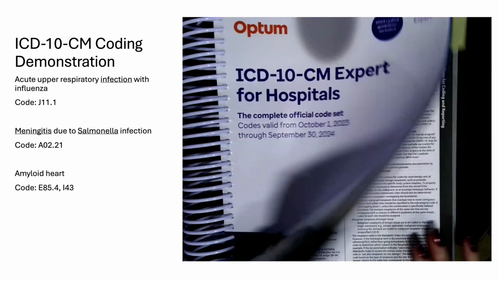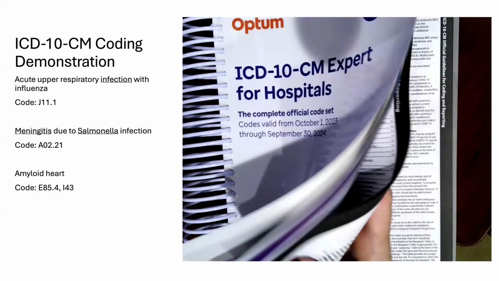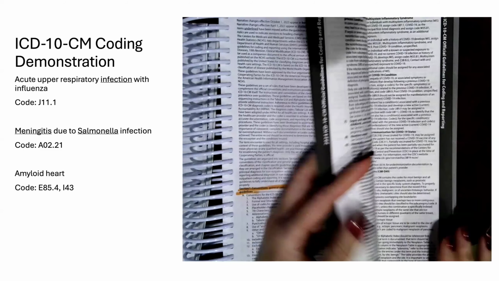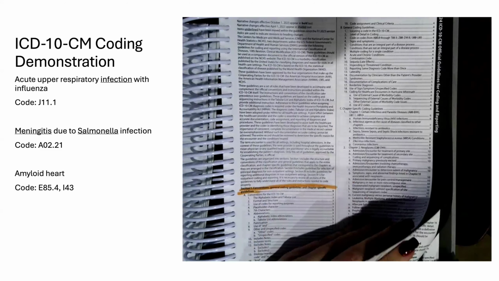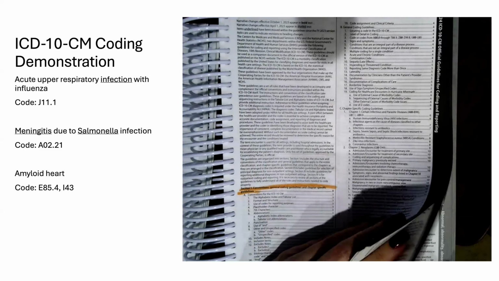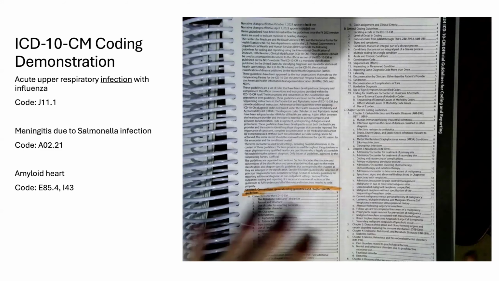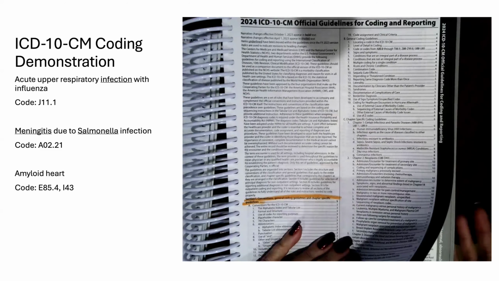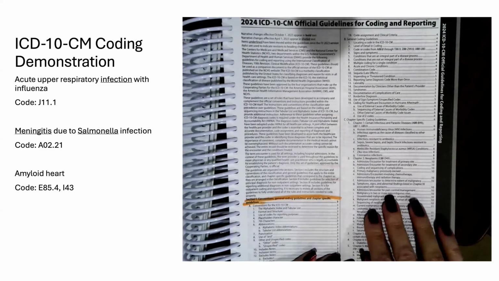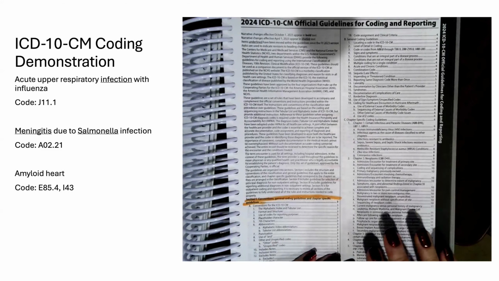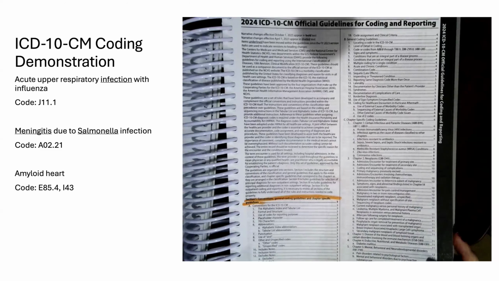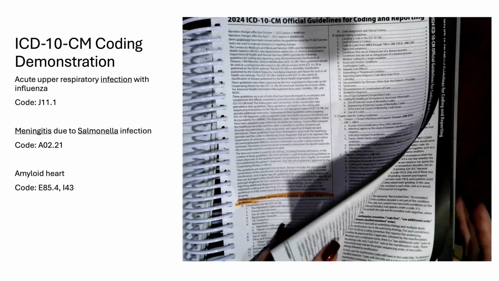In the front, the darker gray in this version of the book is where your guidelines are. The coding guidelines are usually found in the front of most versions of a code book. You're going to refer to these guidelines often. Whenever you're coding from a specific chapter in the tabular list, I encourage you to refer back to the chapter-specific guidelines to ensure that there isn't anything relevant to the case that you're coding. It's important to get into the habit of checking those guidelines often.